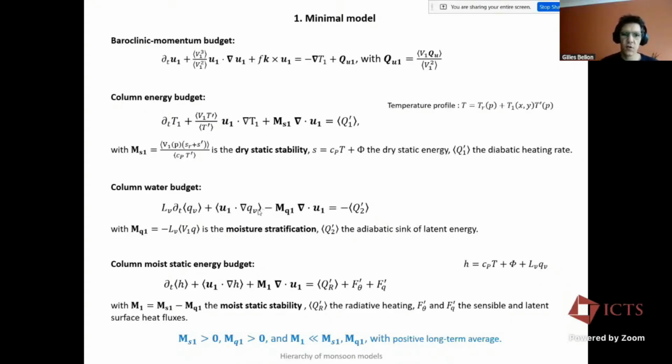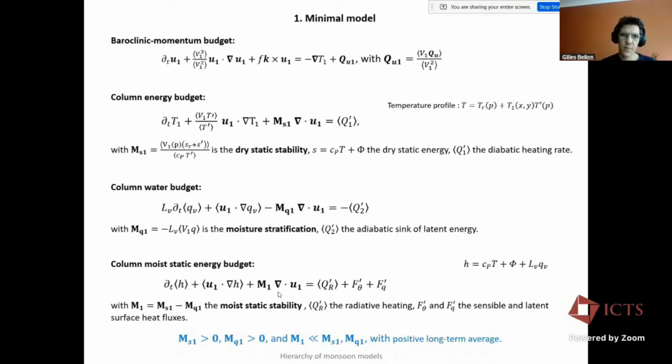And of course, what appears in the moist static energy budget is M1, the moist static stability, which is the amount of moist static energy that is exported per unit mass of ascending motion in the column. And so it's the dry static energy that's exported minus the latent energy that's imported.